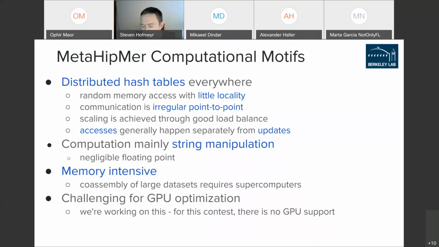So you put a whole lot of information in the hash table and then you use that information. One example is graph traversals, which we do a lot of graph manipulations in this assembly. I'll talk a little bit about this in this application, and about that later.